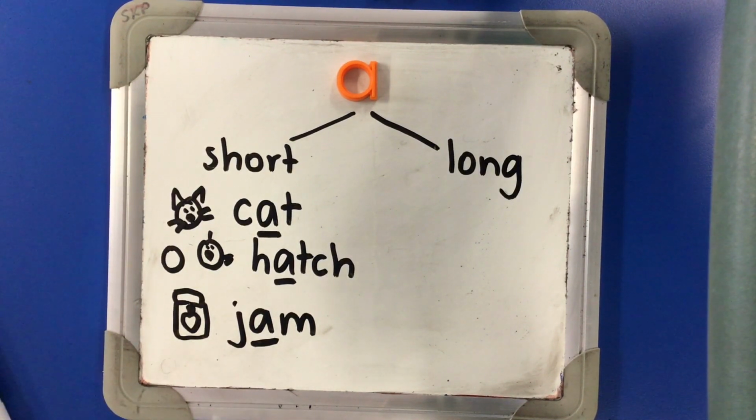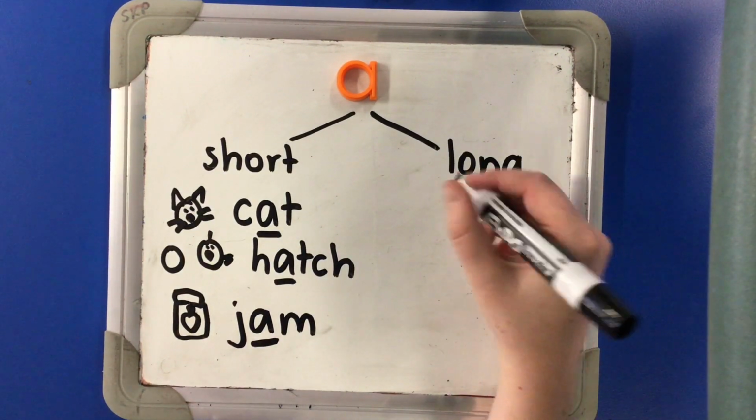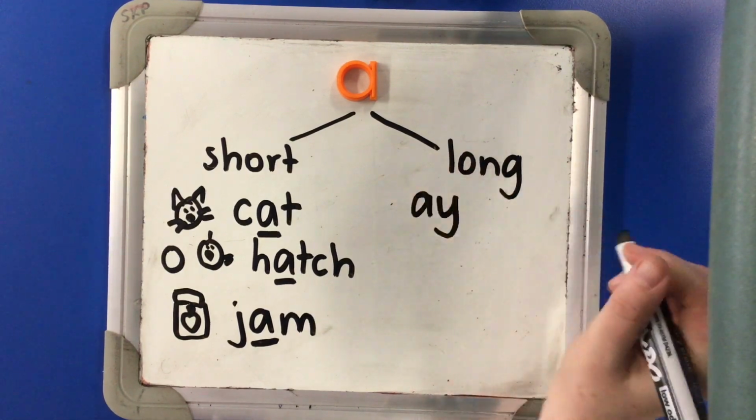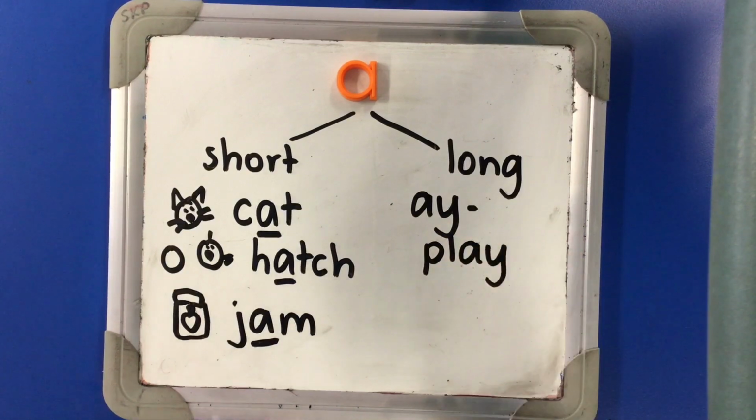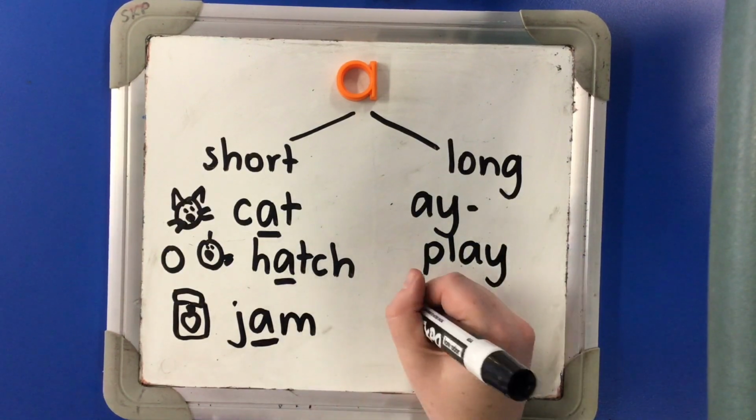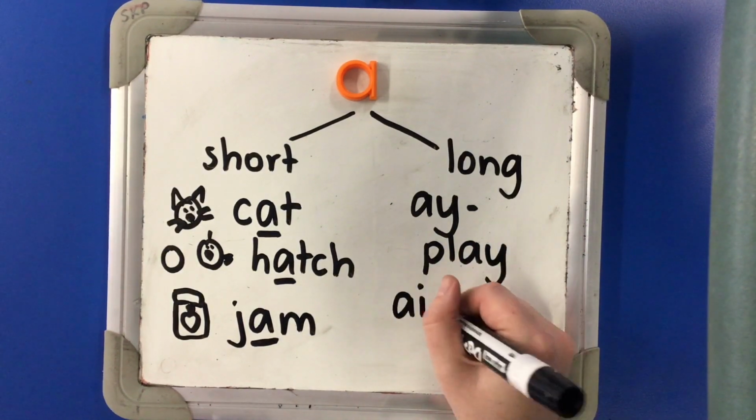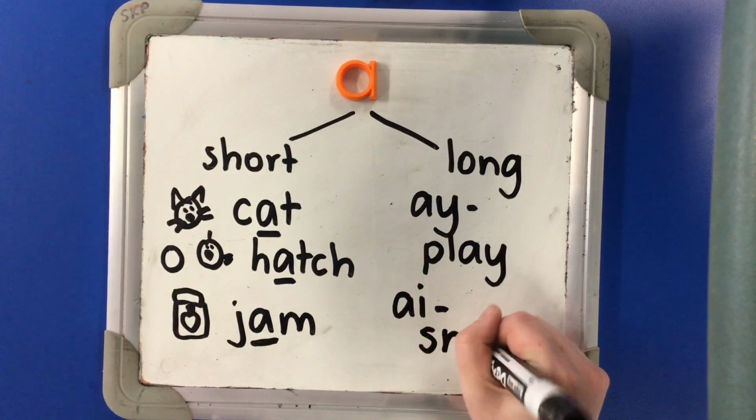The long sound made by a vowel is its letter name, which in this case is A. There are a few different ways to show that sound in writing. One is A-Y, as in play. Another is A-I, as in snail.